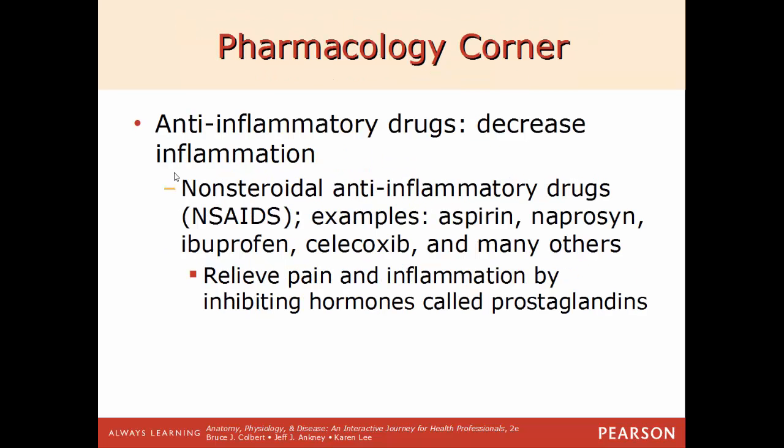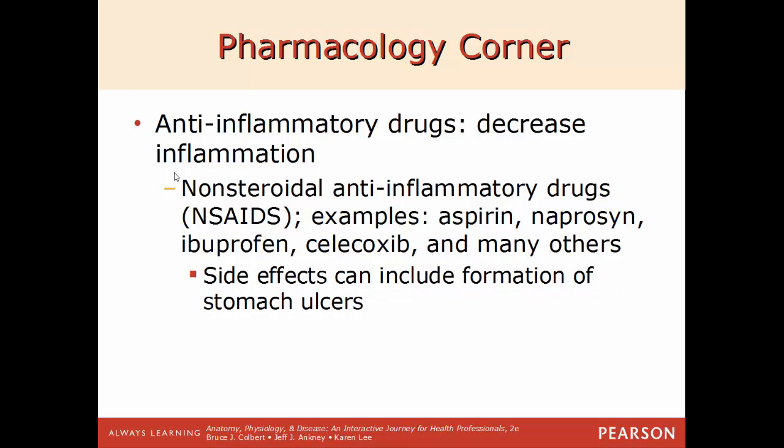All right, we'll end this chapter with our pharmacology corner. Anti-inflammatory drugs, like the name implies, will decrease inflammation. A common type of these are the NSAIDs, non-steroidal anti-inflammatory drugs. Some examples of NSAIDs: aspirin, ibuprofen. These act to relieve pain and inflammation by inhibiting hormones called prostaglandins. Now, some common side effects of these types of drugs are the formation of stomach ulcers.